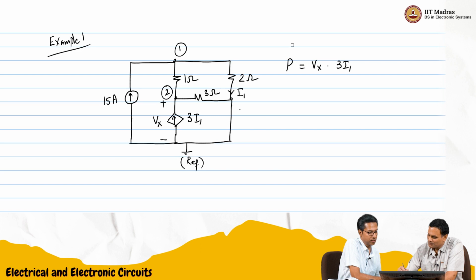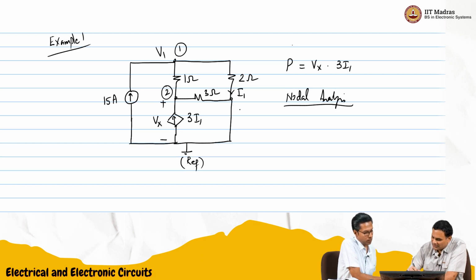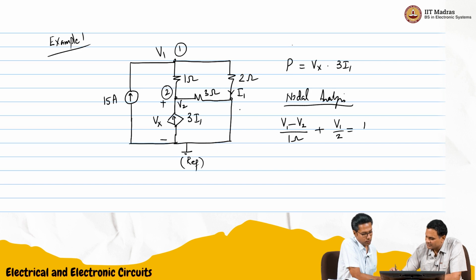Shall we write for node 1? Node 1 voltage is V1. We will call this V1, and we will call this V2, which is Vx. So V1 minus V2 by 1 ohm, that is this current flowing downwards. Then V1 by 2, plus V1 by 2, equal to 15 amperes, which is coming in.